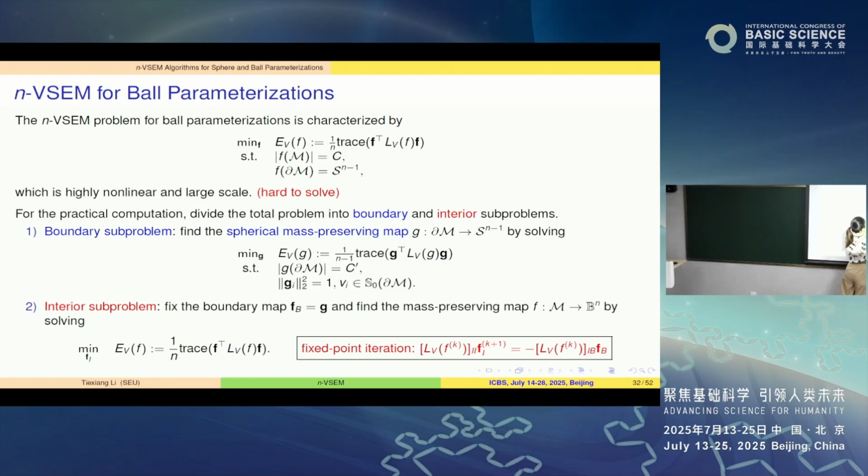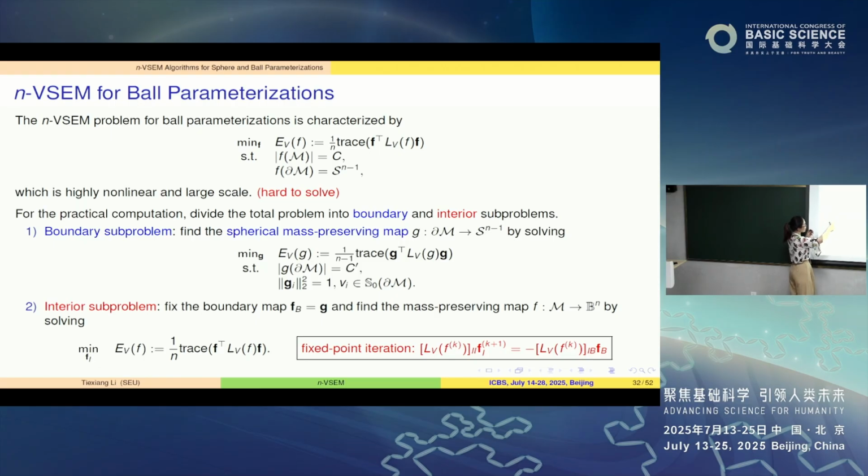Here, the first constraint is that we require the target mass is a constant C, and we require the boundary should match. But this problem is actually highly nonlinear and large scale. Usually the vertex count will be more than 10,000, so it's hard to solve directly. In order to solve this problem, we separate this optimization problem into two sub-problems.